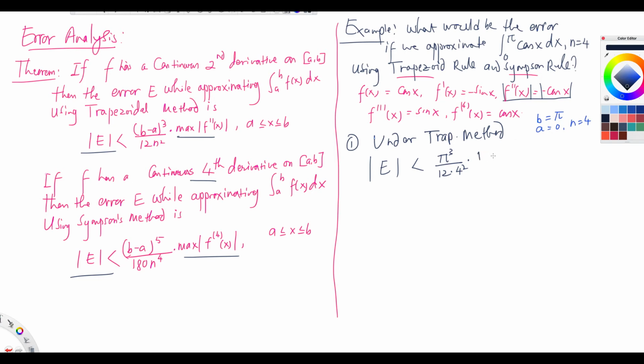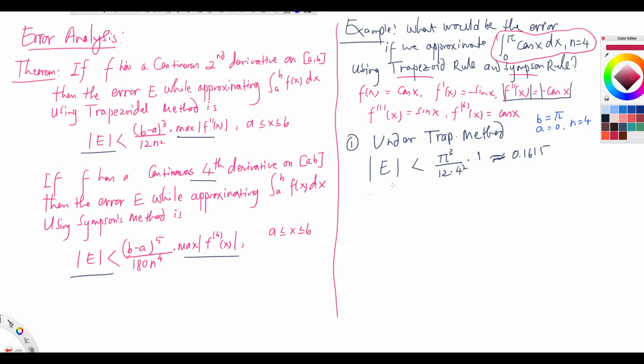You see that? Now if you use a calculator for pi cubed over 12 times 16, this is what you will get. Because pi is an irrational number, it will be a non-terminating decimal, right? But if you do that, you will get 0.1615. So the error will be smaller than that. That means that's the maximum error. If you approximate the area under cosine x using the trapezoid method with n equals 4, then the error will be less than 0.1615.